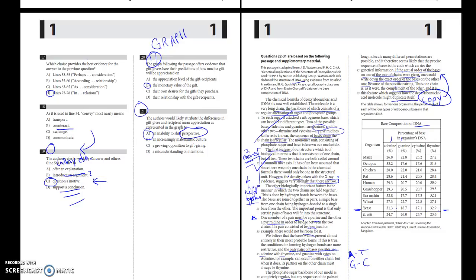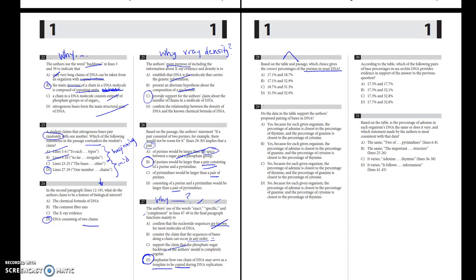Okay, so in yeast, it's 31.3 and 18.7. 31.3, 18.7. There's 31.3, there's 30. So A and B are out because they don't have either of those. 18.7, 31.3, C is the answer. That was easier than I made it too.